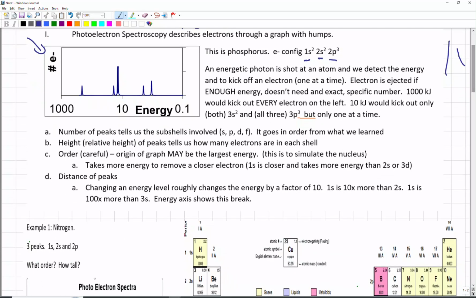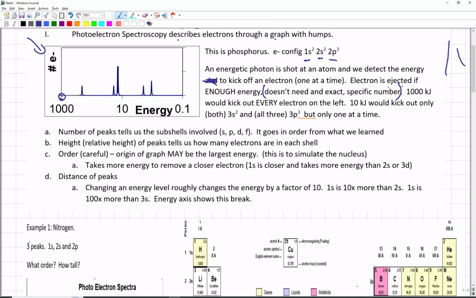An energetic photon is shot at an atom of phosphorus, and we detect the energy to kick off an electron, one at a time. The electron is ejected if enough energy, which doesn't need to be an exact specific number, hits it. If I added 1,000 kilojoules, it would kick out every electron on the left. So this takes 1, 2, 11, 15, and then this would be 700. So if I have 1,000, that's enough energy to kick off all of them.